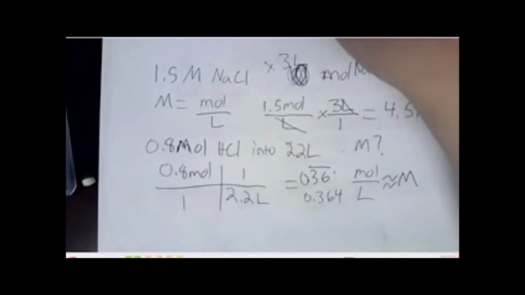So 0.8 divided by 2.2 is going to be a molarity of 0.36 repeating. We can say 0.364. We didn't really go into significant figures. We're not going to worry about it. And we can finally take molarity all the way to grams.